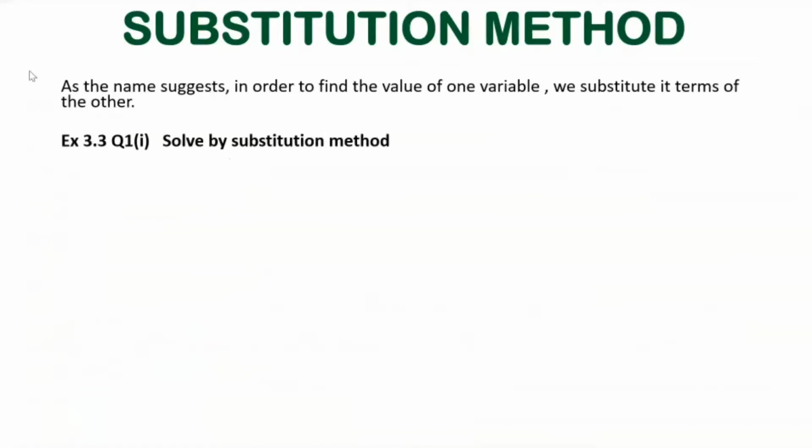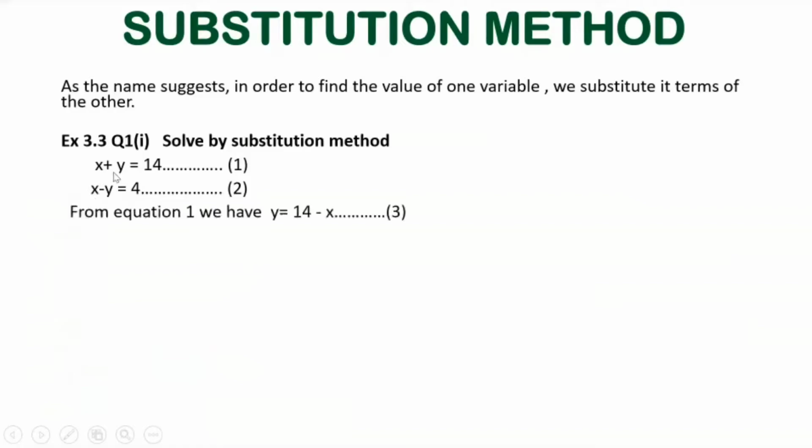I'm doing the exercise 3.3, first question, first part, solved by the substitution method. Now, these are the two equations given to me. From any one of them, either from the first one or from the second one, I will try to find out the value of one variable. That value I will substitute in the second equation and get one equation in terms of one variable only. Solve it to get the answer. Substitute that in the first equation and get the value for the second variable also.